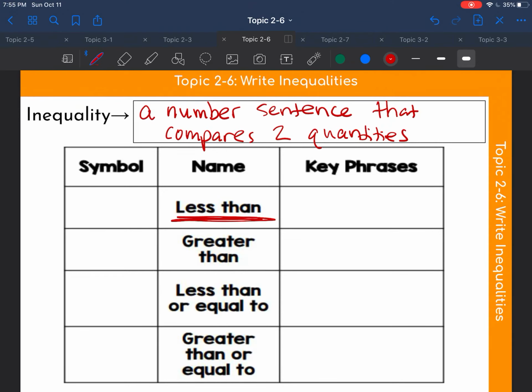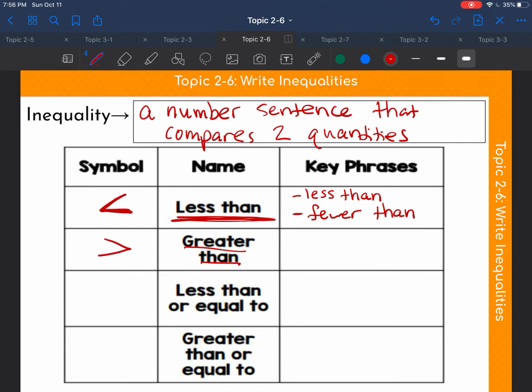If you see the words less than, the symbol for that, which we've seen before, looks like this. The less than symbol looks like that, and it stands for less than. We talked about that in 5th grade and in 4th grade. Some key phrases that tell you you're dealing with the less than symbol are an obvious less than, and another phrase that's not as obvious, fewer than. Less than or fewer than tells you that you're using the less than symbol.